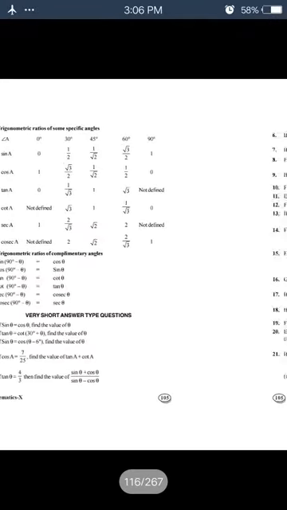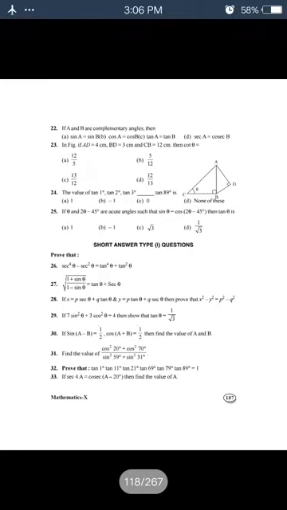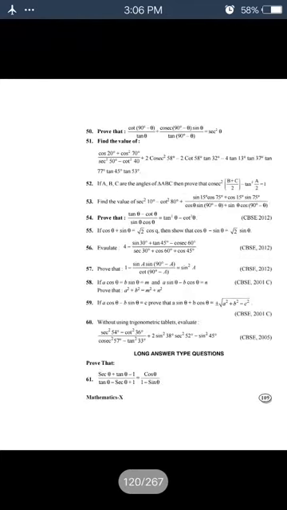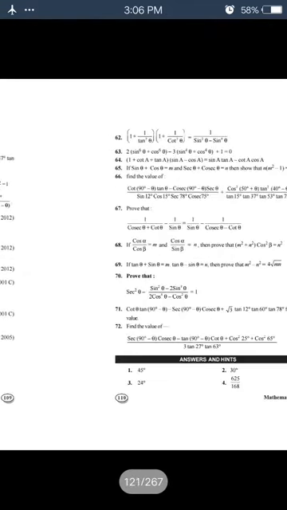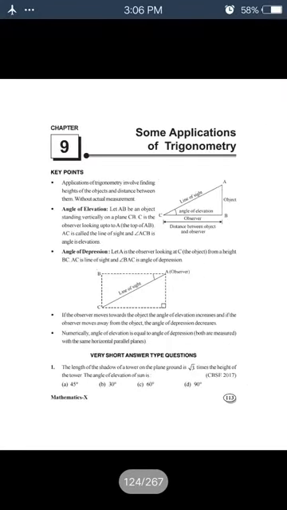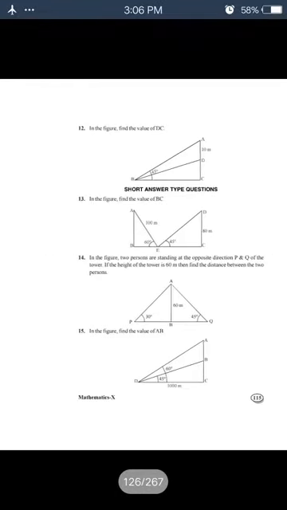Introduction to trigonometry, where all types of questions are covered. This is where students mostly face problems, so you can check the types of questions. All types of questions are here. Answers are also with hints. Then practice paper. Then some applications of trigonometry, chapter number 9.